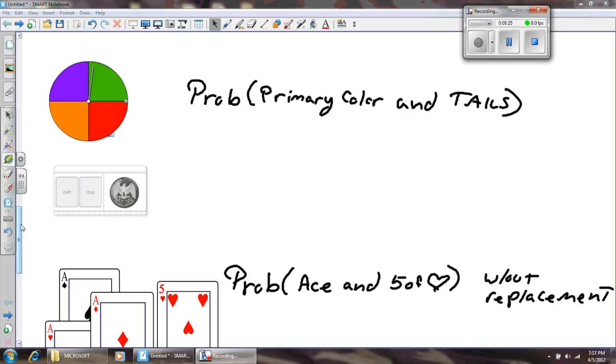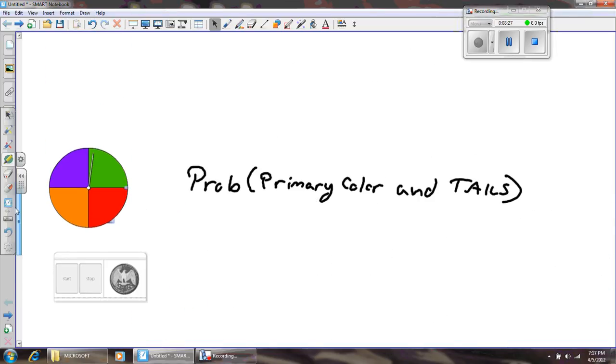You have a spinner with 4 colors on it, spinning like so, and you have a coin that can flip. I want to know the probability of getting a primary color and a tails. Well, you should know from art class. Oh, actually, wait, I'm not going to tell you how to solve this. Sorry. Go ahead and pause the video when you want to see the solution. Unpause it.